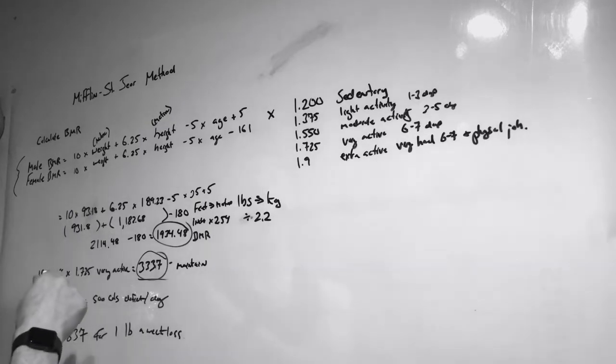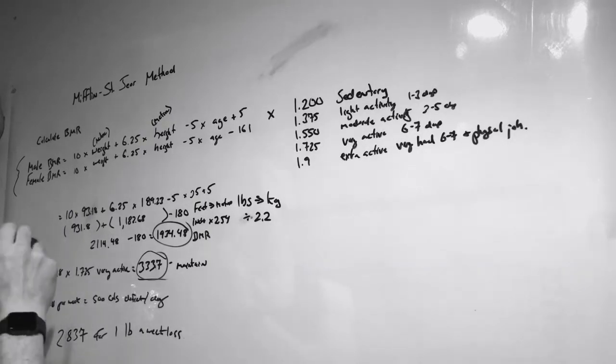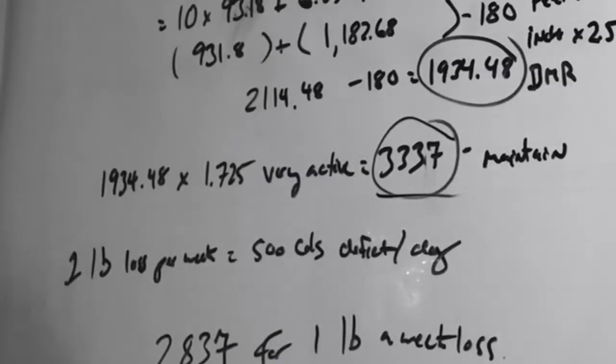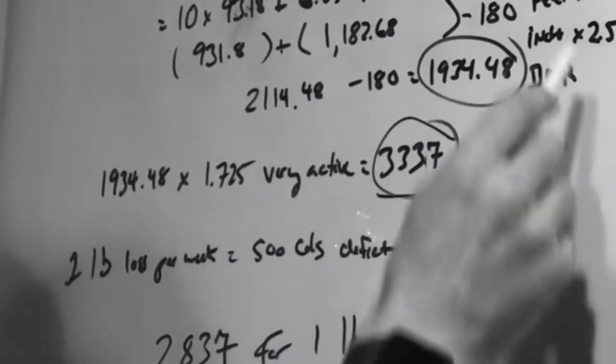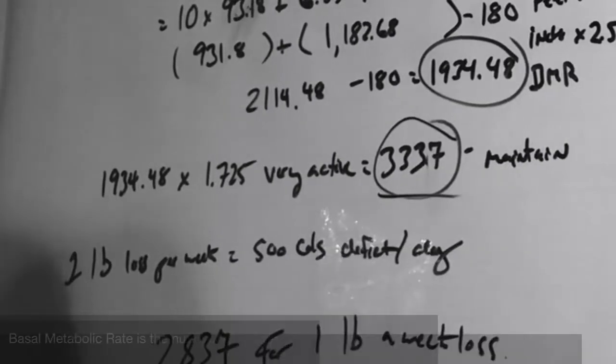So 931.8 plus 1,182.68 is going to give me 2,114.48. I'm going to subtract 180 from that, and that's going to give me 1934.48. That is my BMR, okay?